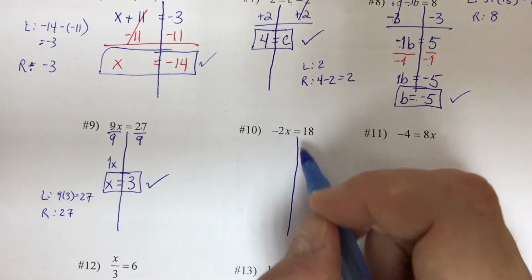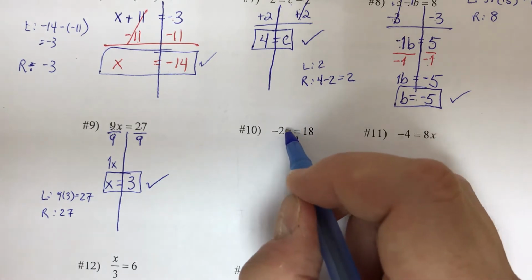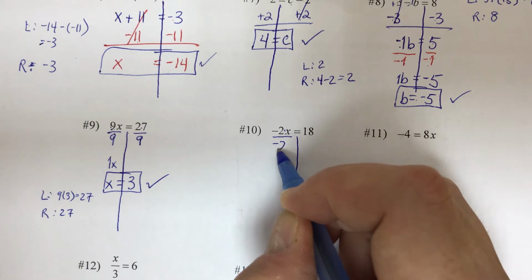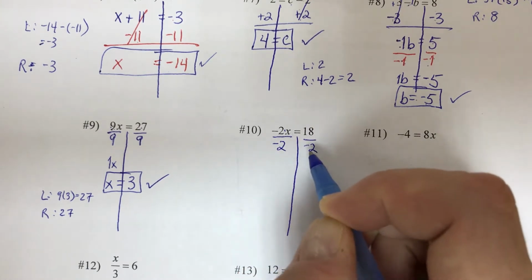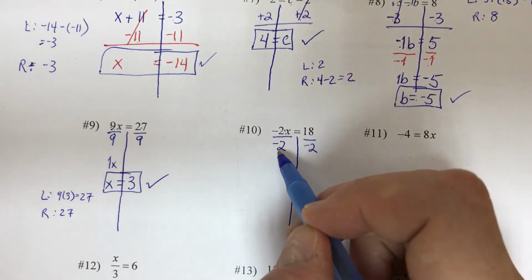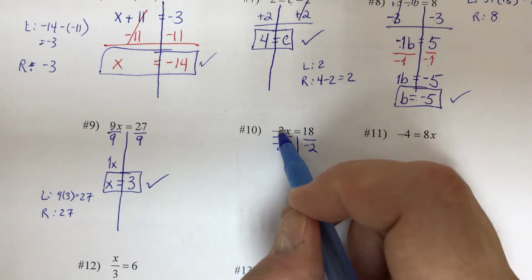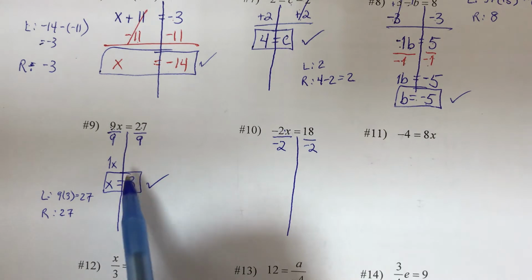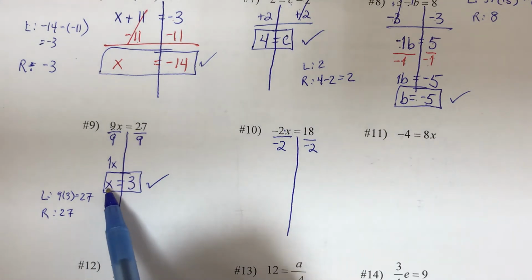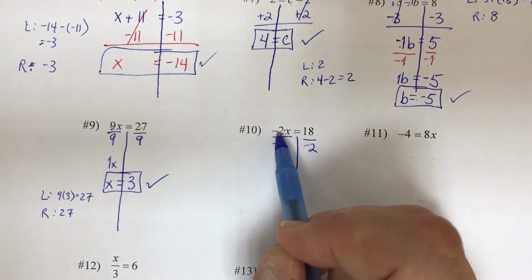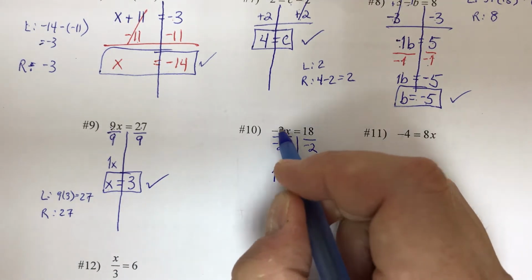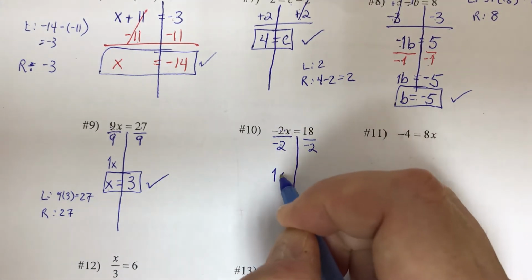Negative 2 times x equals 18. How do we undo multiplication? We divide. Now in this case, I will divide by a negative. Now think about this. Why is it that we divide here by a negative? Well, remember that our goal is to get a positive 1x at the end. A negative divided by a negative is a positive, and this negative 2 divided by negative 2 is 1.